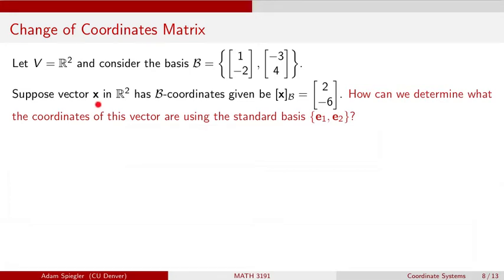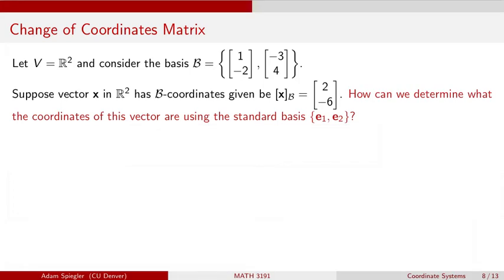And let's pick some vector x in R2, and we know that its B coordinates are (2, -6). Okay, so this means vector x is not 2 units to the right and 6 units down. This tells us vector x is 2 units in the direction of (1, -2), and then -6 units in the direction of (-3, 4). So we actually wind up at some other point in R2.